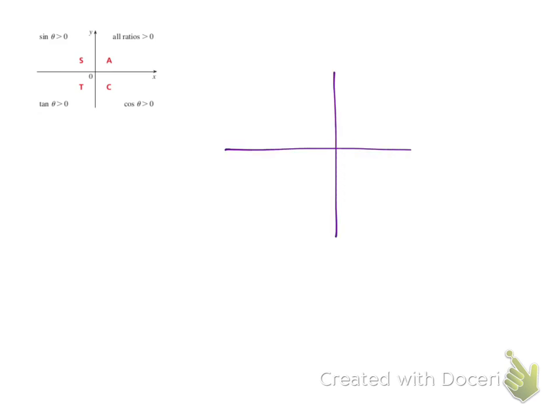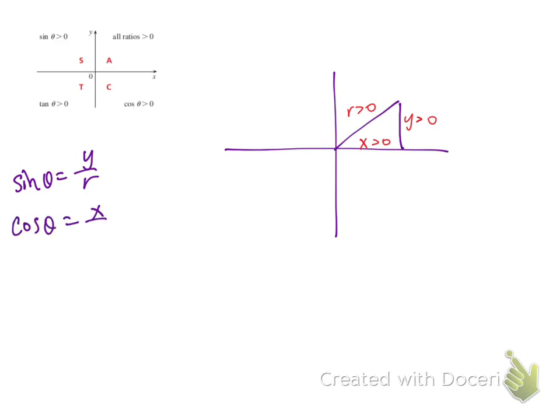So when you are in quadrant 1, x is positive, y is positive, and r is always positive. In here, sine theta is y over r, cosine theta is x over r, and tangent theta is y over x. These are the three major trig ratios and trig functions, and the reciprocals are not as significant, so we will focus on sine, cosine, tangent. In quadrant 1, everything's positive. That's why all ratios are positive.